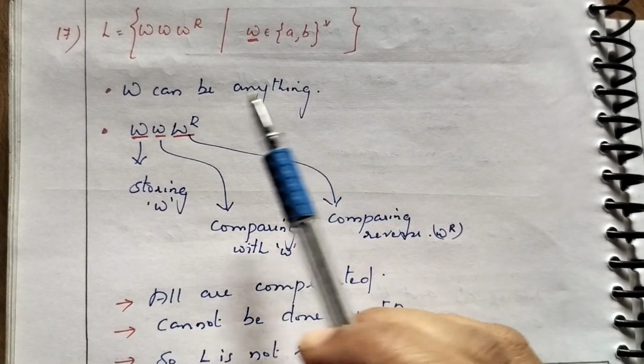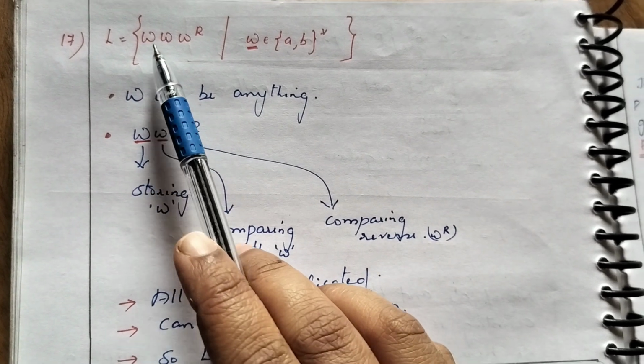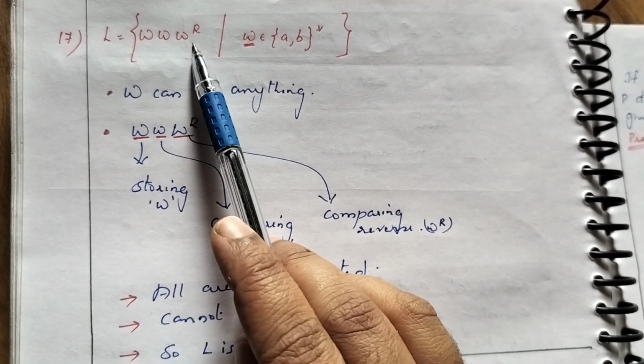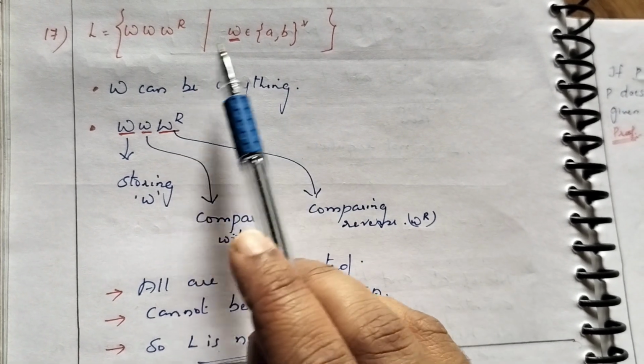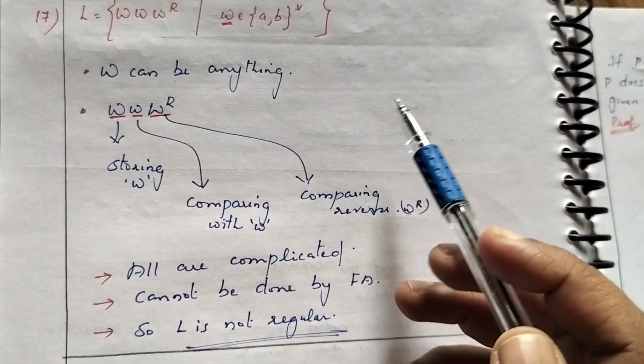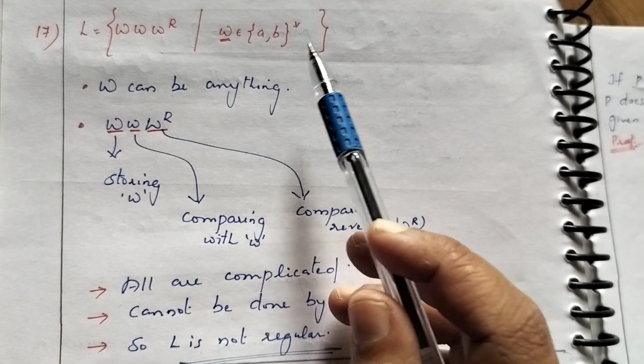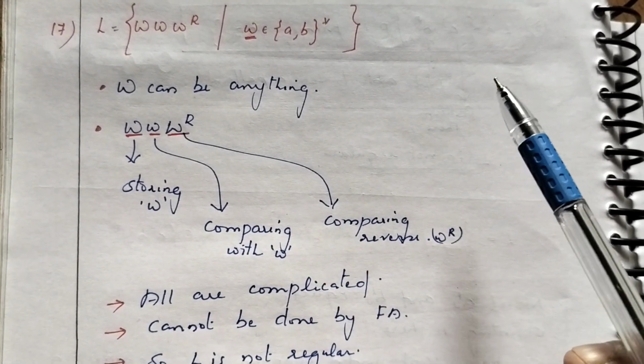In this case also you can see a W, then again the same string, then the reverse of that particular string. So here also storing, counting, comparing is there, right? So this is also complicated. This cannot be performed by using a finite automata. So the language is not a regular language.